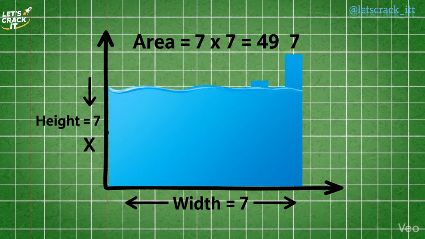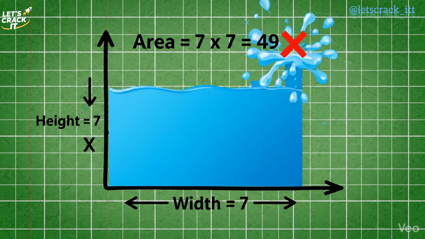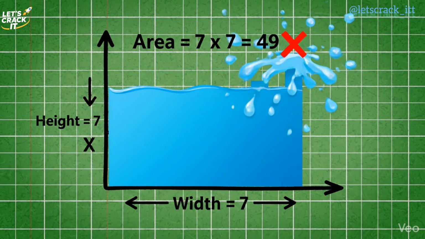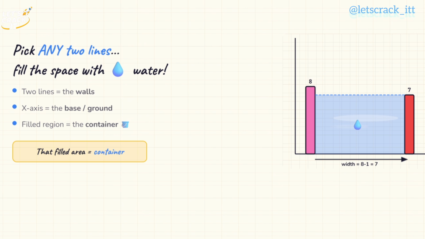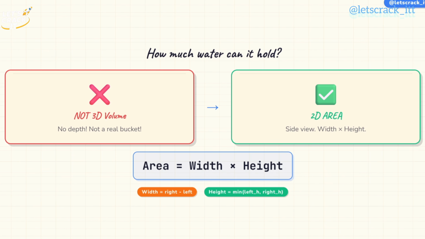And here is something very important. The problem says container, but this is not a 3D container. There is no depth. We are looking from the side view, so we are not calculating the volume, we are calculating the area. Simply a rectangle, and we are looking for maximum area.